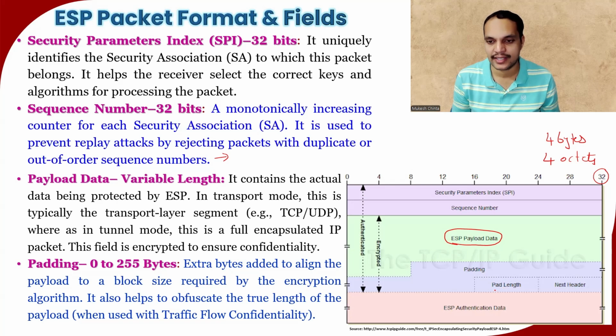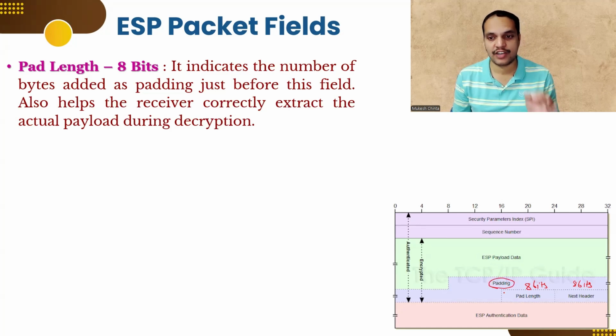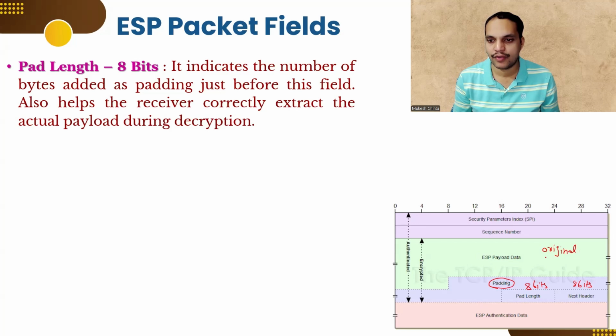The next fields are the padding length field and the next header field. Now, the padding length field, if you see, is 8 bits in length, isn't it? Similarly, the next header field is also 8 bits in length. These both are 1 byte. So the padding length indicates the number of bytes that are added as padding, so that the receiver can distinguish what is the original payload data that we received from the transport layer, and these padding bytes we added to ensure it falls within the block size restrictions of the encryption algorithm.